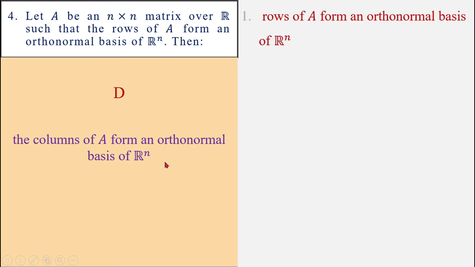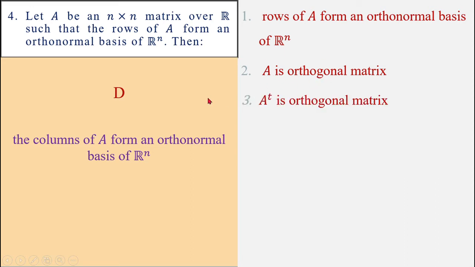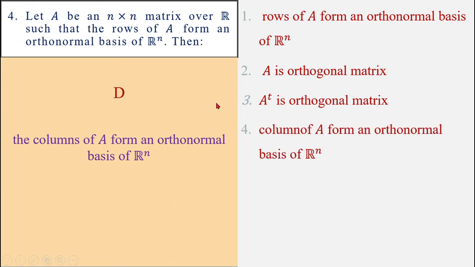The explanation is, when the rows of A form an orthonormal basis of Rn, then A is an orthogonal matrix. Therefore its transpose, A transpose, is also an orthogonal matrix. As A transpose is an orthogonal matrix, its rows also form an orthonormal basis of Rn. And the rows of A transpose are nothing but the columns of A. So we get the result: the columns of A form an orthonormal basis of Rn.